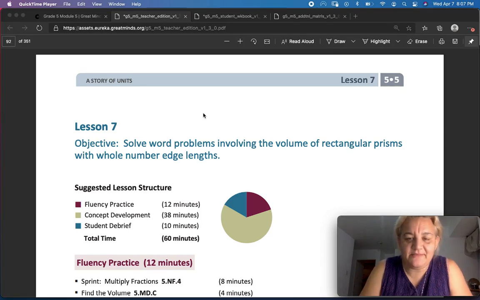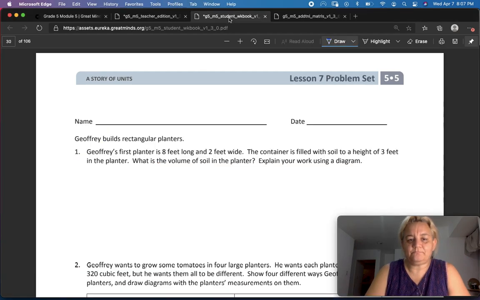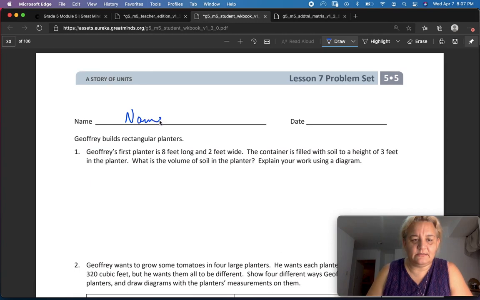This is Eureka Math, Module 5, Lesson 7, and we are going to continue using volume for rectangular prisms, but now we're going to do word problems. Don't worry, we're going to use only whole numbers, no fractions, so it shouldn't be too difficult, but you have to read carefully, okay? So let's go to our problem set, and you can go ahead and write your name on it.